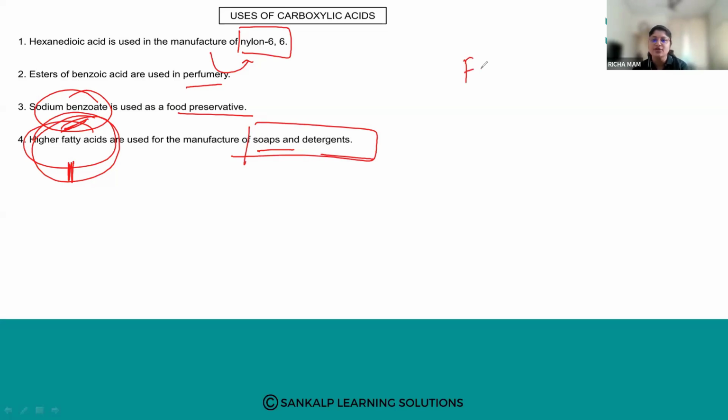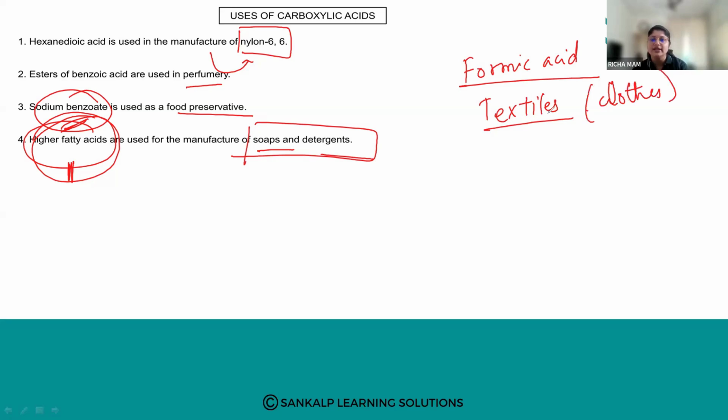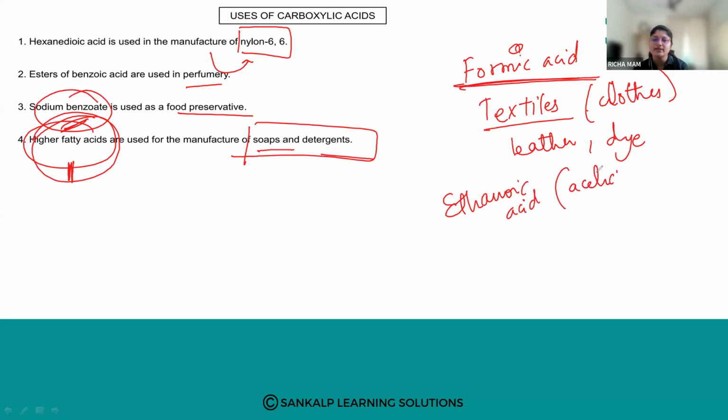Then methanoic acid, that is formic acid, is used in textiles, which means in the manufacturing of clothes. Then leather, then dye. In these you use methanoic acid or formic acid. Then ethanoic acid or acetic acid is used as a solvent, and as vinegar in the food industry. So these are some of the uses of carboxylic acid.